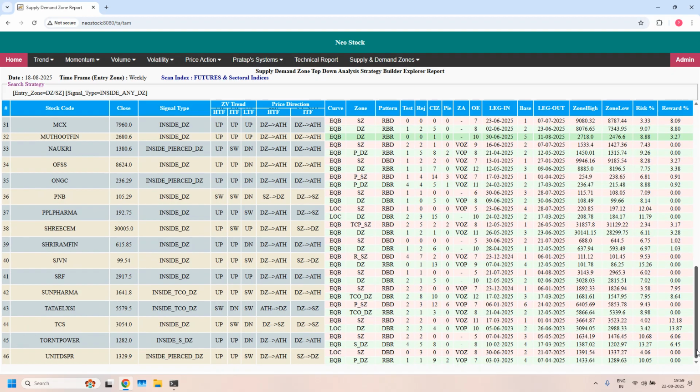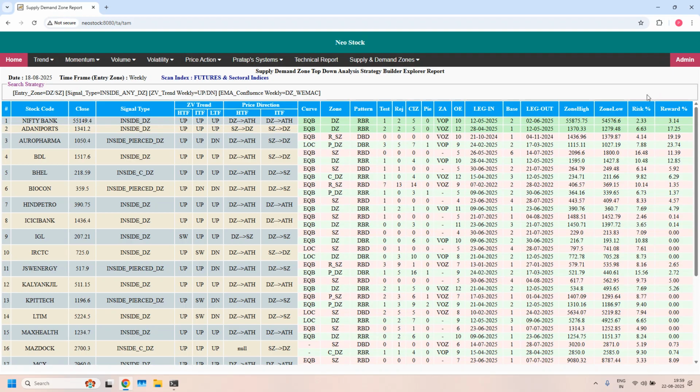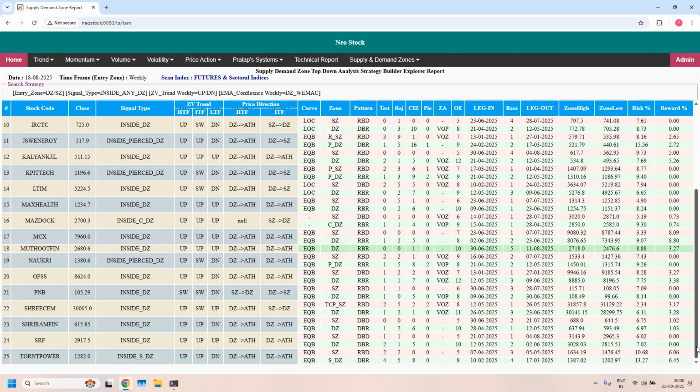We can further filter this list based on weekly demand zone having weekly EMA Confluence. And also trend on the weekly should not be sideways. Now the list is reduced. First 16 stocks in the list. Scrolling the list down. Total 25 stocks are filtered.